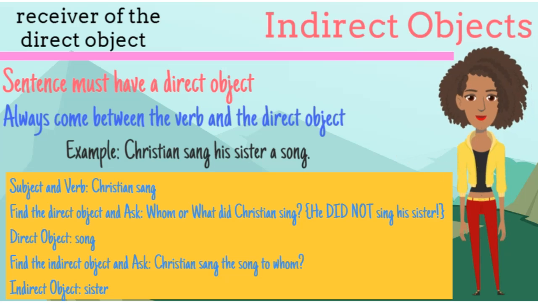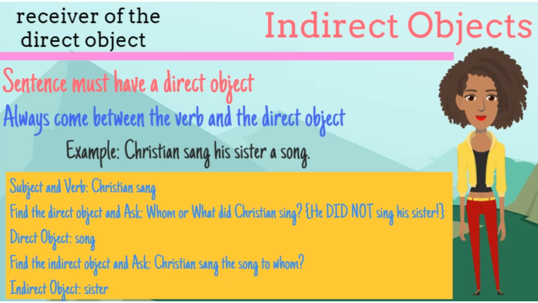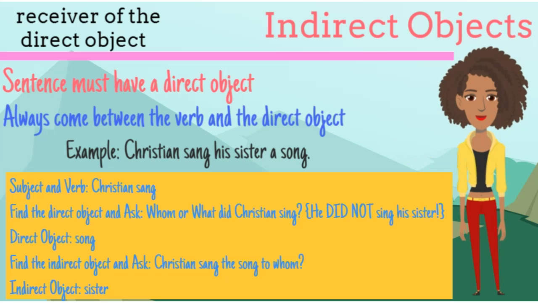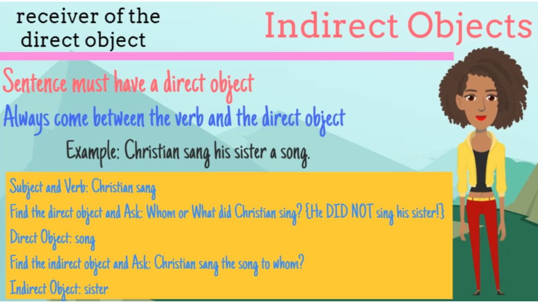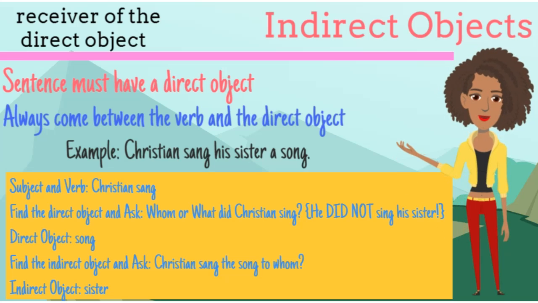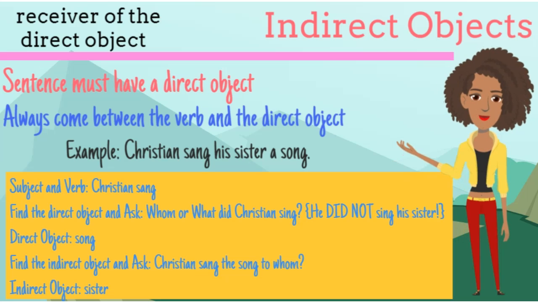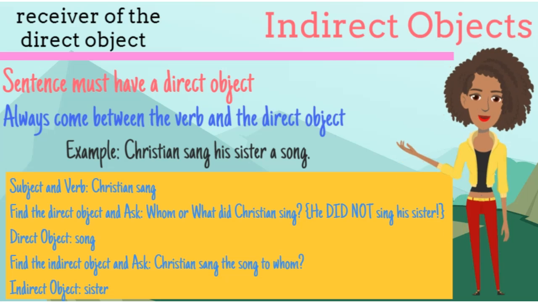Did he sing his sister? No, he did not. He sang what? Yes, a song. So now we know that yes, there is a direct object, which is song. So now, in order to find if there is and what the indirect object is, we ask, Christian sang the song to whom? And your answer is sister. So sister is the indirect object.